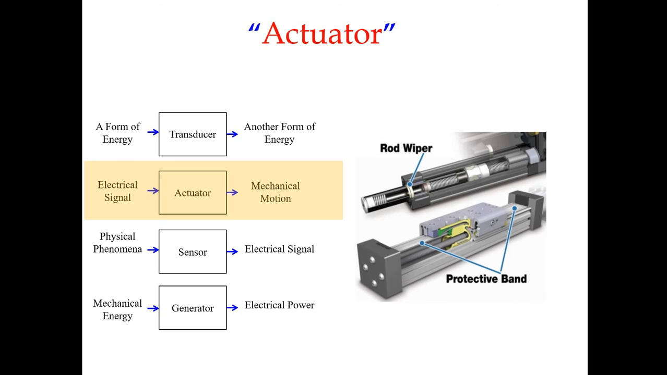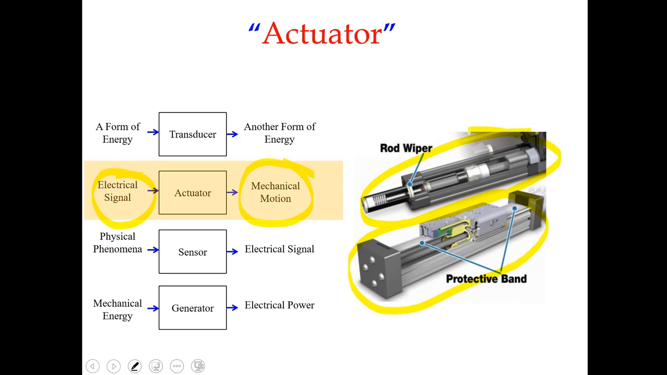Now we move to the actuator. An actuator is another term for a converter that converts electrical signals into a mechanical motion, like motors or sliders. These converters are fed with an electrical signal to be activated, and the output of the actuator is a mechanical motion.